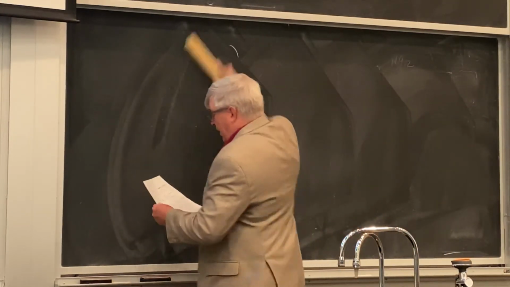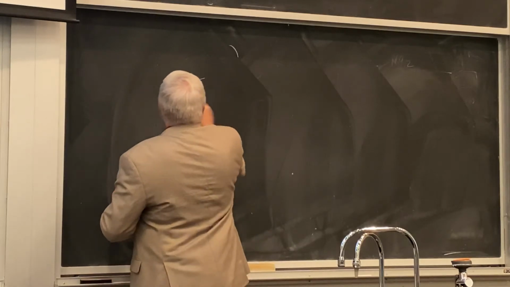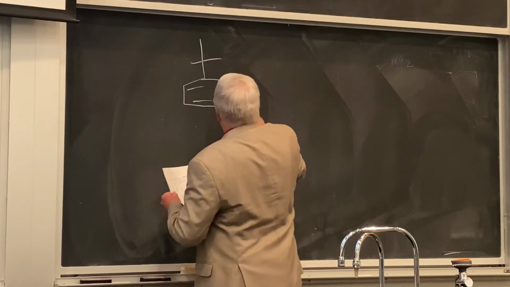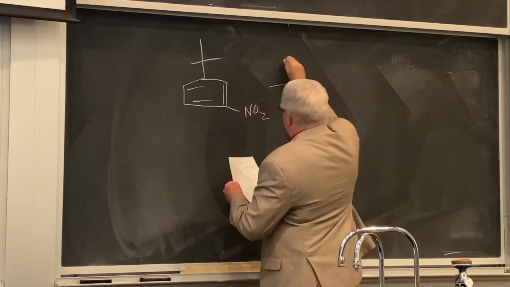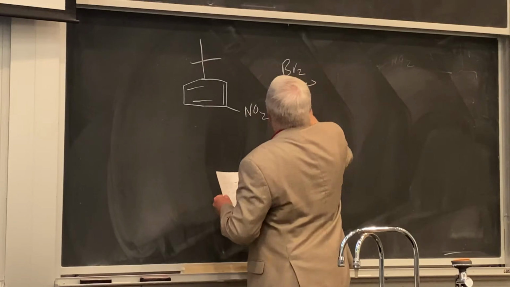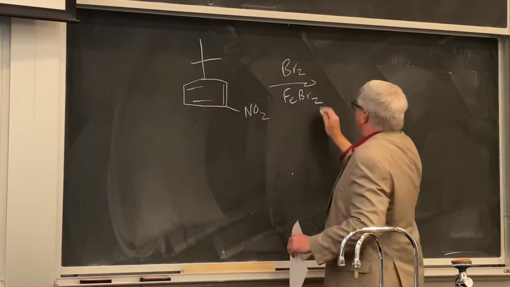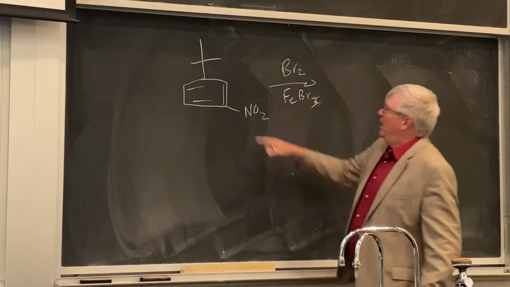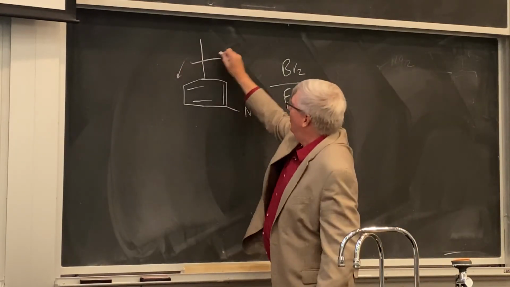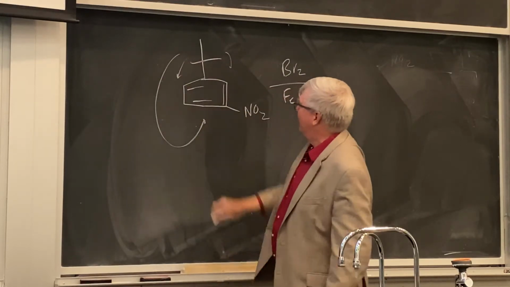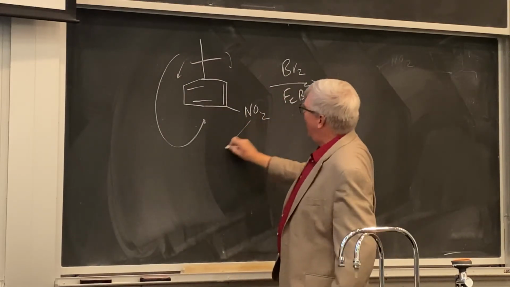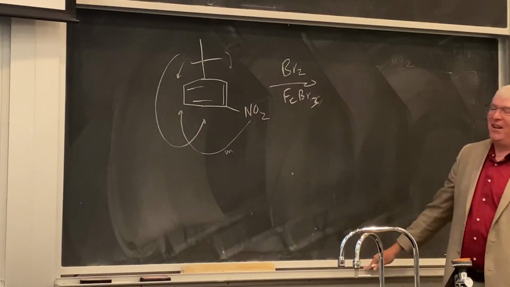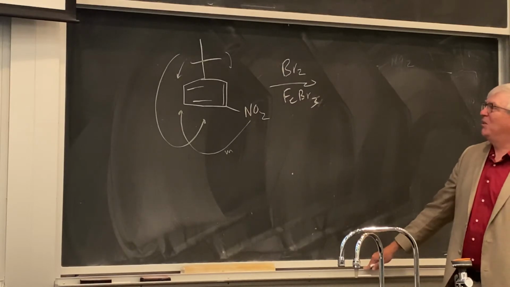Okay, how about this one? Tert-butyl group and a nitro group. And we're going to give you these conditions. Ferric bromide, oh, we need Br2 there, okay. So which are we going to go to? The alkyl group is an ortho para director, and the nitro is what? A meta director. So which are we going to go with? Well, the alkyl is a stronger donor, so we're going to go with that.